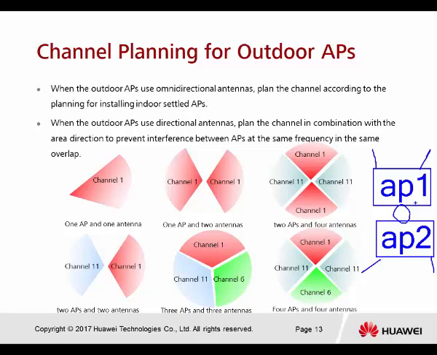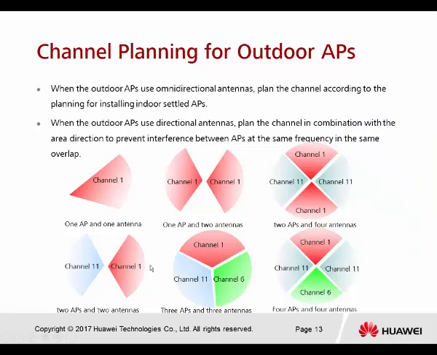To prevent the interference, for AP number 1, these two antennas can use the same channel. AP number 2 can also use the same channel, but a different channel than AP number 1. So try to avoid channel interference. Then the next one, 2 APs with 2 antennas. Each AP has only 1 antenna, so just make sure the 2 APs use two different channels, then you are able to avoid the interference.